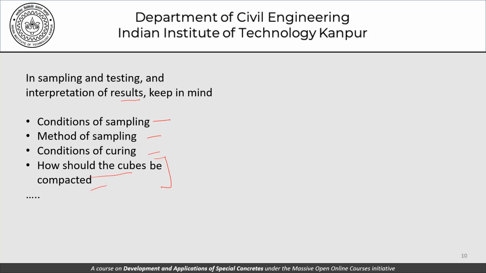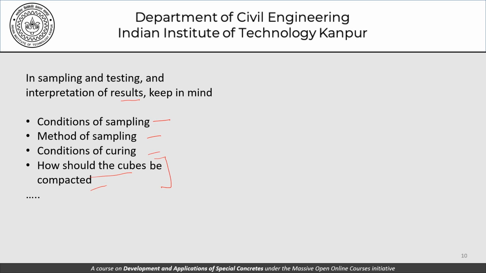Somebody will say, what is the big deal about it? But if you see the site, if you think about it, there will be a specification which tells you to tamp the cubes or vibrate the cubes. In certain cases, it's not possible to do that. Then how should the cubes be taken? Somebody has to think about it. Somebody has to come up with a procedure so that it can be still robust as far as that particular project is concerned.